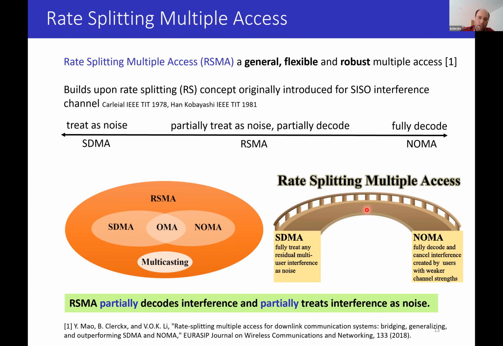And rate splitting multiple access can be viewed as a bridge between SDMA and NOMA, bridging the treat interference as noise strategy and the fully decode interference strategy. And how we do that is by partially decoding interference and by partially treating interference as noise. And this is through the use of a message split that we'll show you.